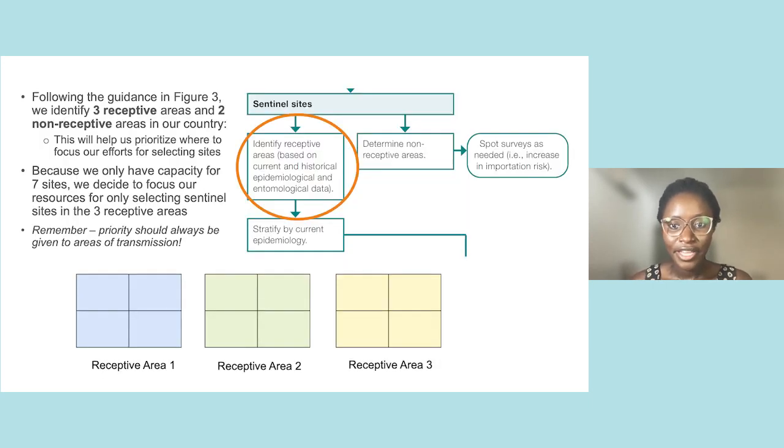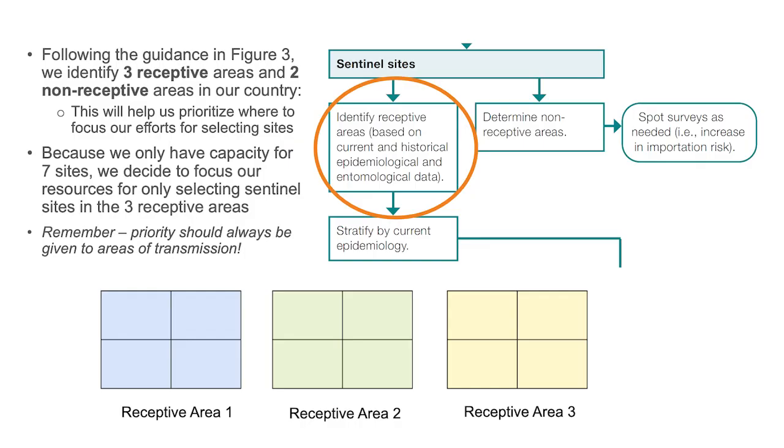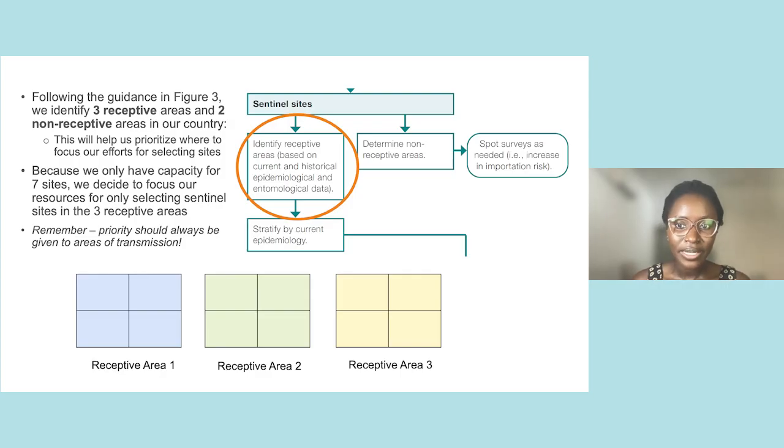Following the guidance in Figure 3, using the entomological data we do have, we identify 3 receptive areas and 2 non-receptive areas in our example country. A receptive area is a place where humans and vectors are present together. This information helps us prioritize where we will focus our resources for site selection. Since we only have capacity for 7 sentinel sites, we decide to only focus on the 3 receptive areas in blue, green, and yellow at the bottom of this slide. Priority should always be given where transmission is known to occur or to potentially occur.